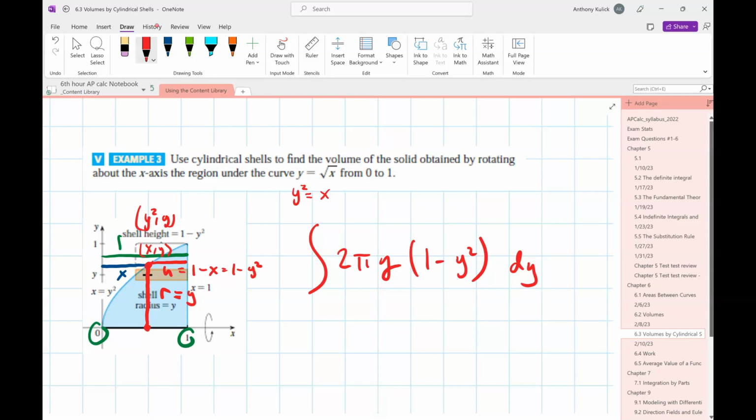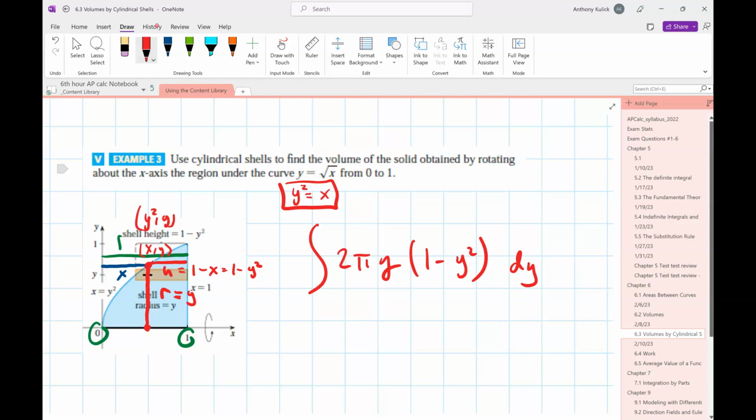So we're given that the x coordinate is y squared. That is what that means. We figured it out because y is equal to the square root of x, so x is equal to y squared. I just squared both sides of that equation, right?